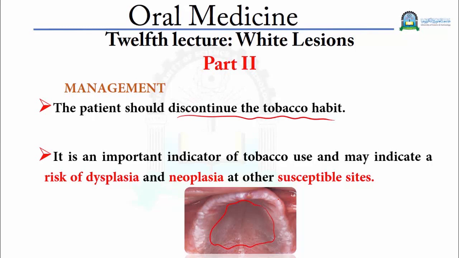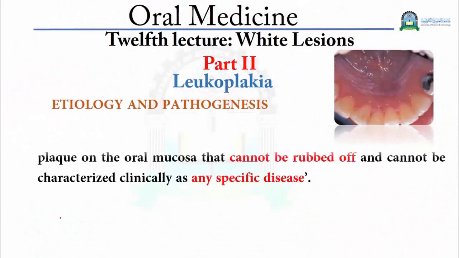They may indicate the risk of dysplasia and also neoplasia at other susceptible sites. So if you find nicotinic stomatitis in the hard palate of your patient, you will check his tongue, his buccal mucosa, his or her vestibules, to find out any dysplasia or neoplasia at these other susceptible sites for oral malignancies.